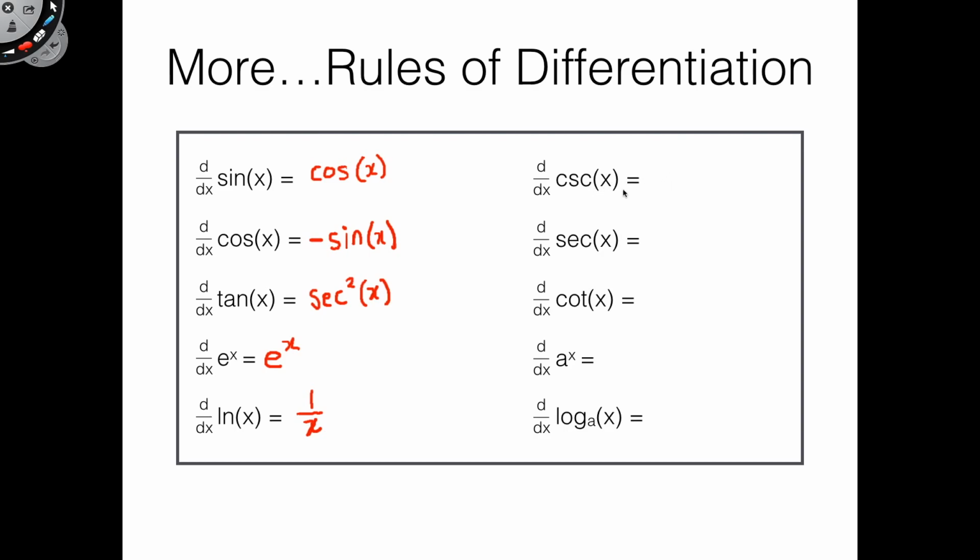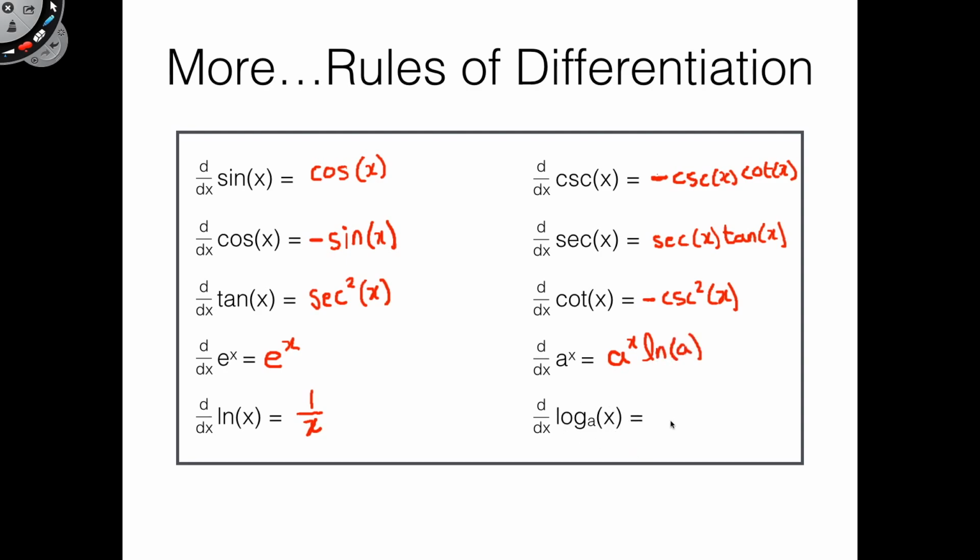The derivative of cosecant of x, you will have negative cosecant of x times cotangent of x. The derivative of secant of x is going to be secant of x tangent of x. The derivative of cotangent of x is going to be negative cosecant squared of x. The derivative of a to the x is going to be a to the x times the natural log of a.